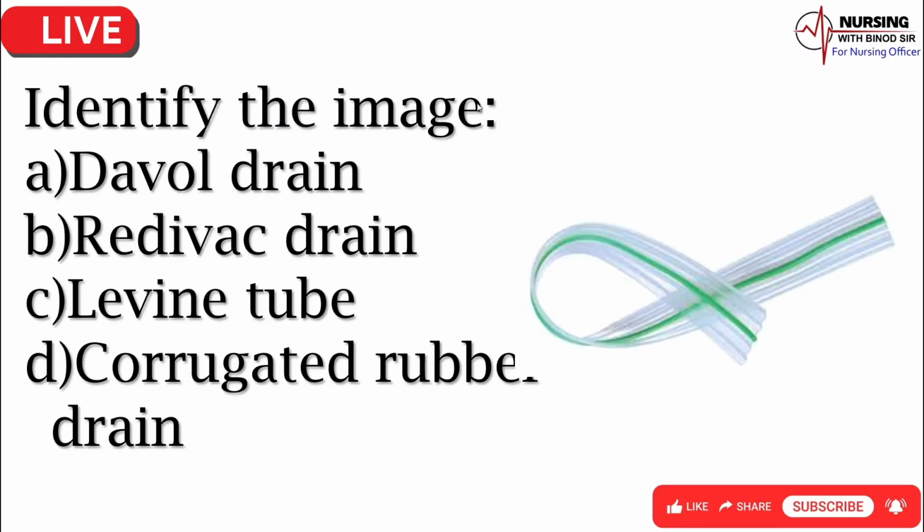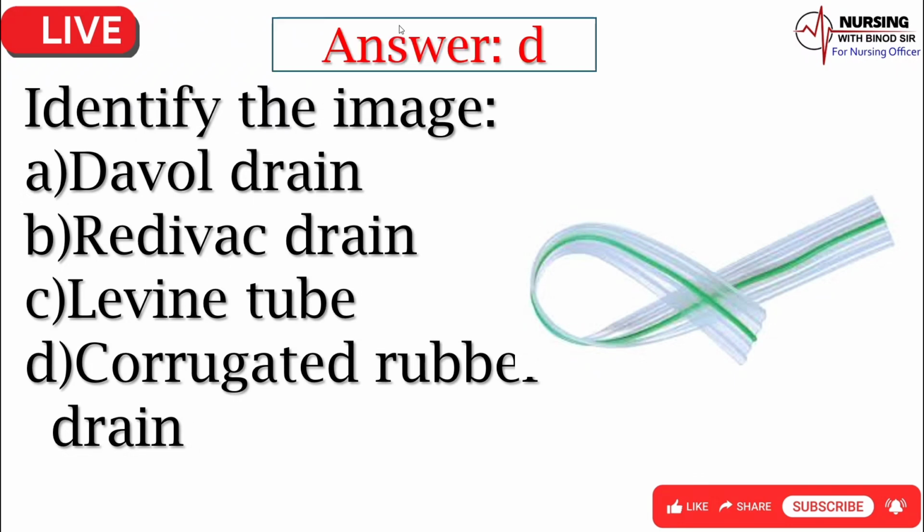Identify the image. A. Double drain. B. Radiovac drain. C. Levine tube. D. Corrugated rubber drain. The correct answer is D option. Explanation. A corrugated rubber drain is a type of passive surgical drain used to drain fluids like blood, pus, or serous fluid from a wound or surgical site. Common uses. 1. Draining fluids after surgeries, especially in superficial wounds. 2. Managing abscesses or infected wounds.